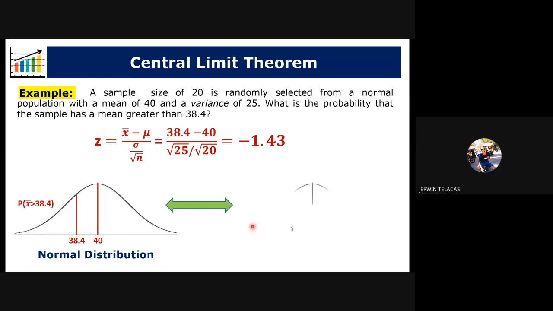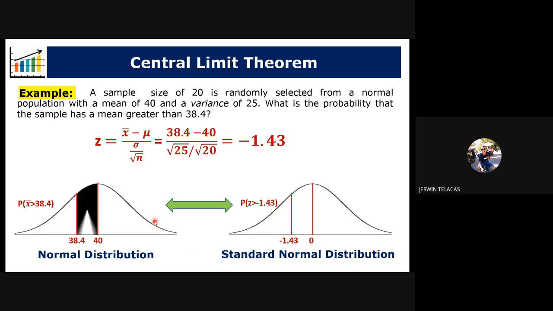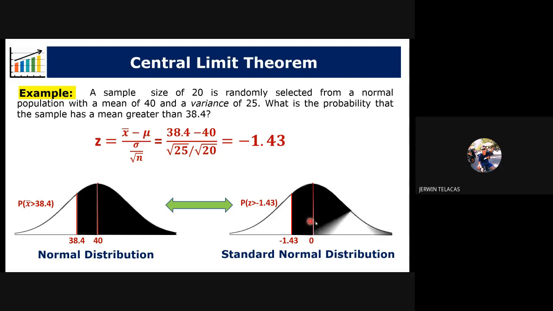I will show this later. So we need to convert 38.4 into a z value. In this case, what we got is negative 1.43. In symbols, we have here P of z is greater than negative 1.43. So where is z greater than negative 1.43, or greater than 38.4, in our normal distribution? This one. So the area at the right of 38.4 represents the mean that is greater than 38.4. In our standard normal distribution, it is the area located at the right of negative 1.43.